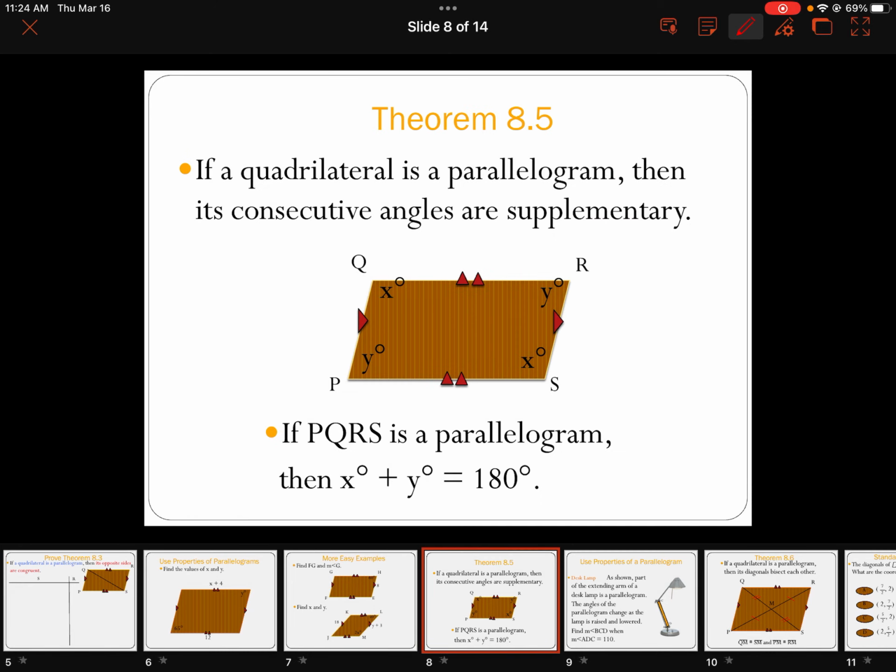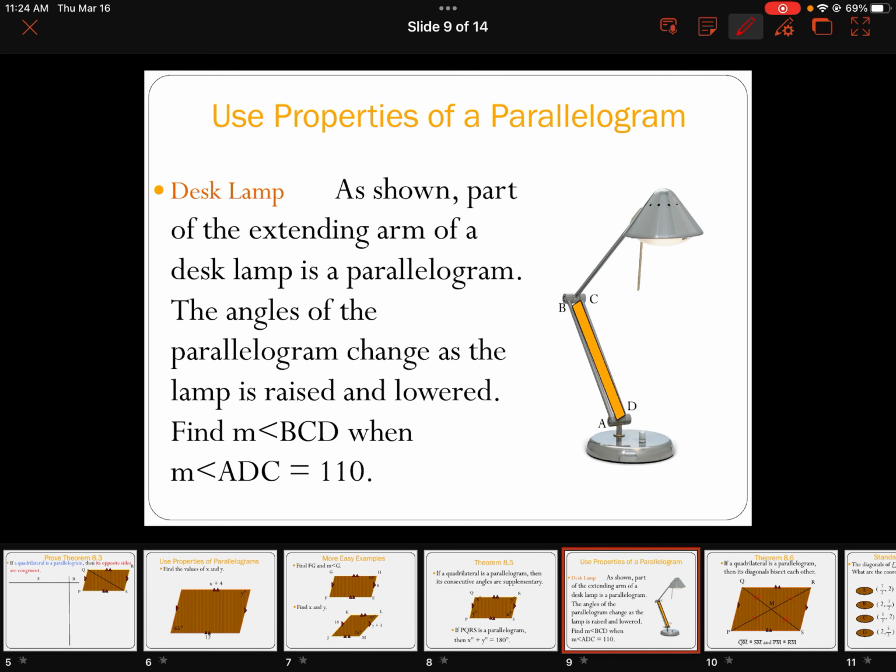Theorem 8.5 basically is what we've been talking about for the last few slides. When you have a parallelogram, the consecutive angles have to be supplementary. So in this particular example, x plus y is 180. And I can see I already have that written down here. Okay, so let's use that to our advantage here.